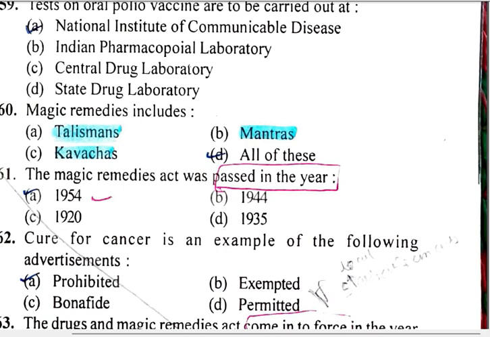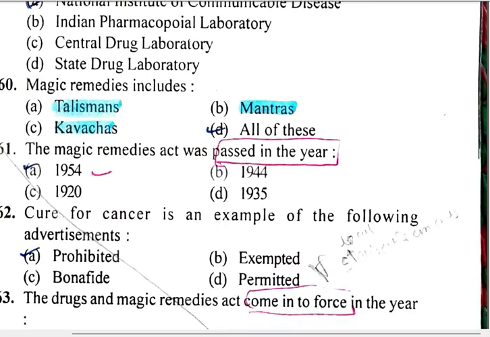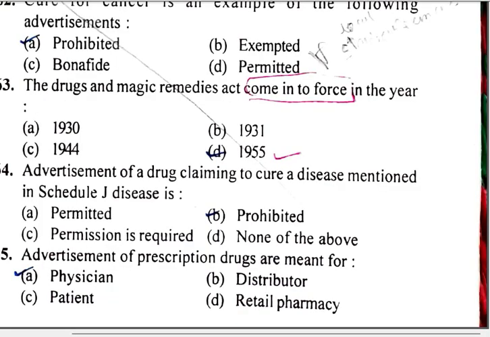Magic remedies include mantra, talismans, and kavach. The Magic Remedies Act was passed in the year 1954. Cure for cancer is an example of the following advertisement. That is, this advertisement is prohibited. The Drugs and Magic Remedies Act came into force in the year 1955. Advertisement of drug claiming to cure a disease mentioned in Schedule J is prohibited.